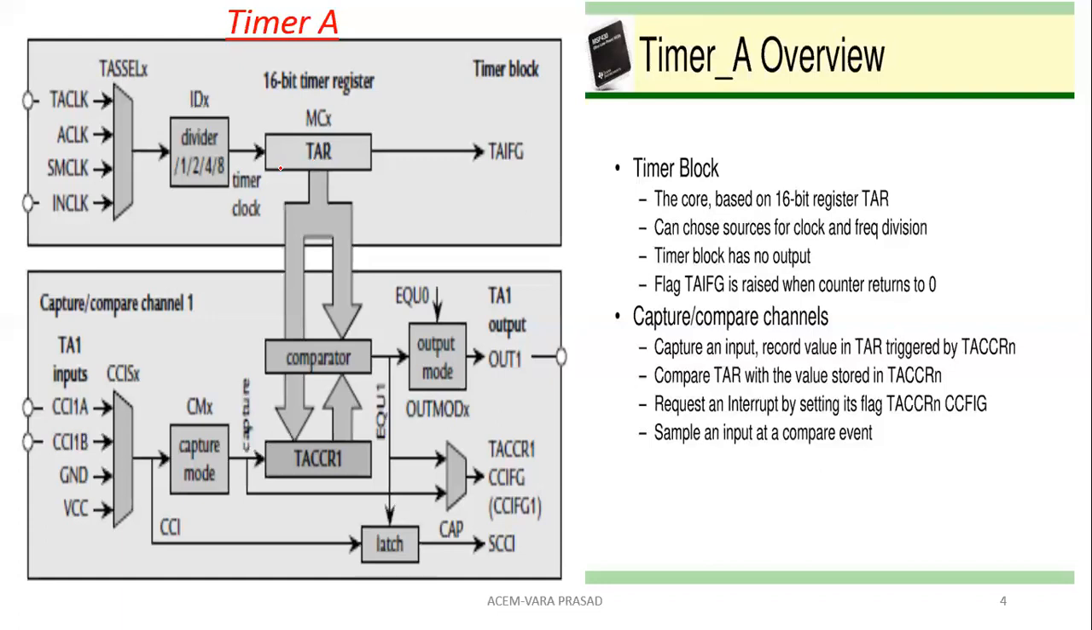So the counting starts from four zeros, then 0001, 0002, 3, 4, like that, up to the maximum, which is four Fs. Whenever it reaches the maximum, four Fs, and the TAR receives one more pulse, at that time the TAR returns to 0. That means FFFF again returns to 0.